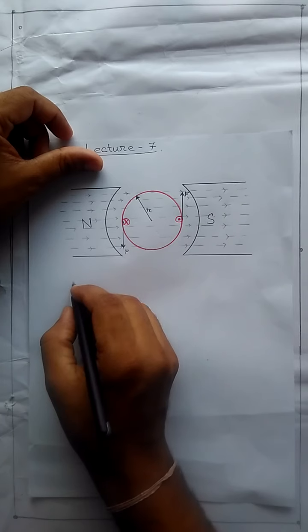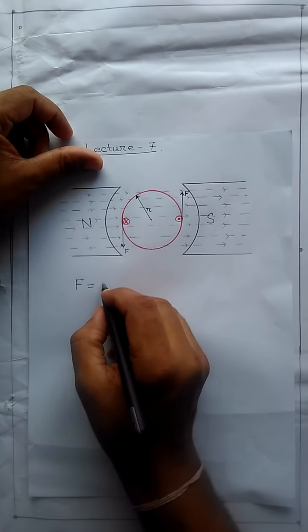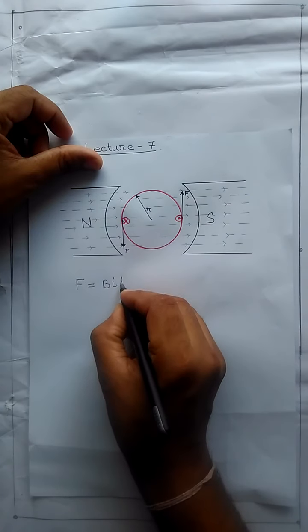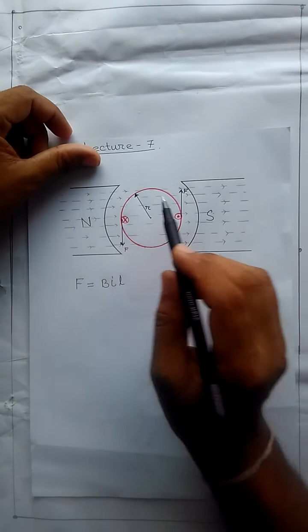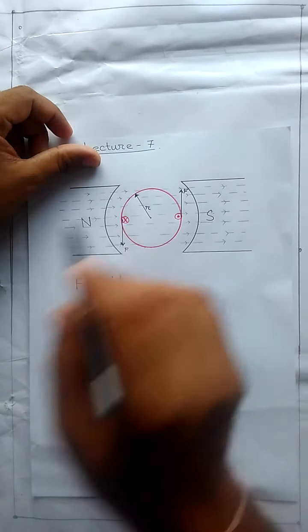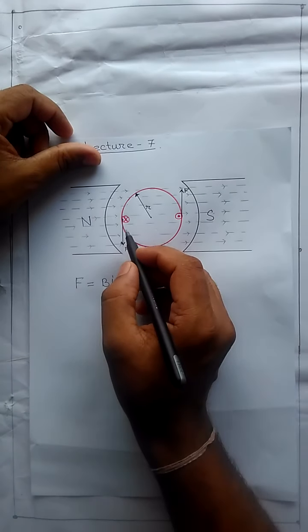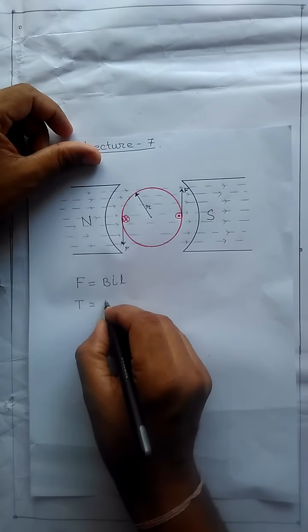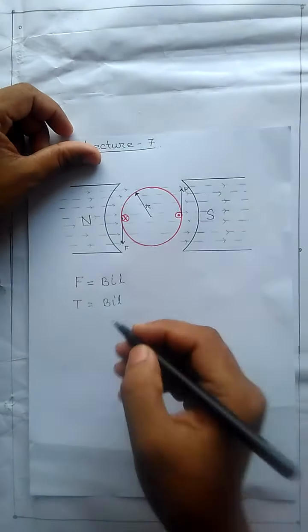From your class 12, you know that this force is equal to B into I into L into sine of theta. Now these conductors are always placed perpendicular to these lines of force, so sine theta will be 1 here. Now what is the torque? The torque is equal to B I L into this radius R.